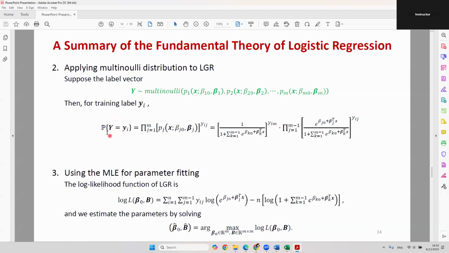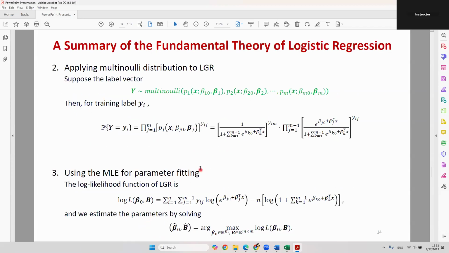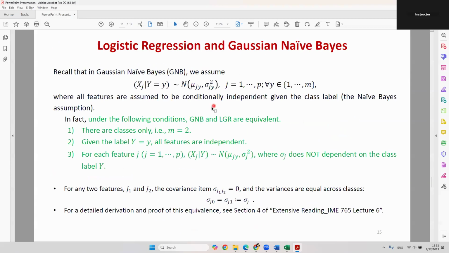Then for training data i, we have what? By the PMF of the multinomial distribution, we have this, and we can split it into two parts: first with class M, second with class j from 1 to M minus 1. Next, we use MLE to estimate the parameters beta k0 and beta k vector. And finally, we use numerical methods to estimate the parameters. So this is the whole logic, three steps of the LGR model.